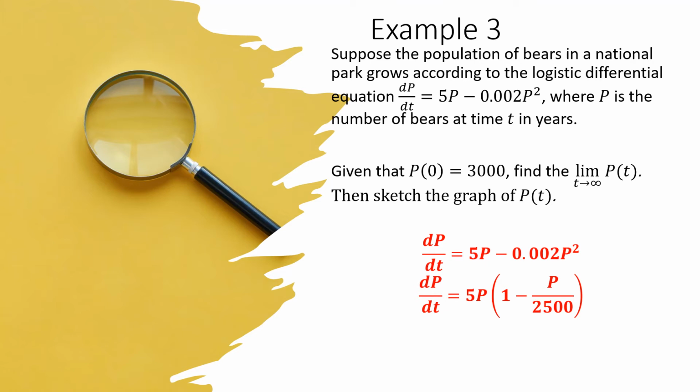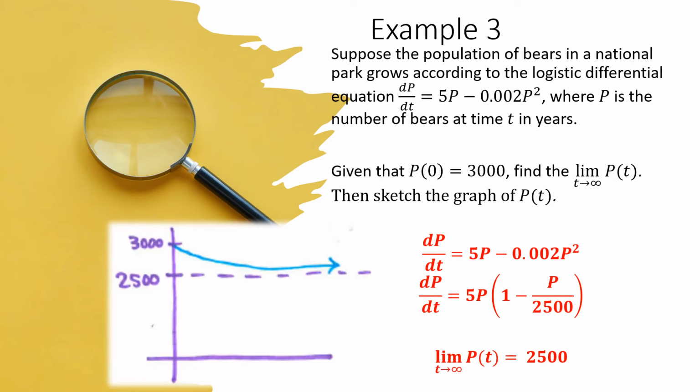So this time, even though my initial population is over my carrying capacity, my carrying capacity is still going to be 2500. So that means our limit over time is still going to be 2500. This time, though, if I look at it graphically, I'm starting above my carrying capacity, which means I have to decrease down to my carrying capacity. So I have kind of a curve, concave up, going down to that carrying capacity.